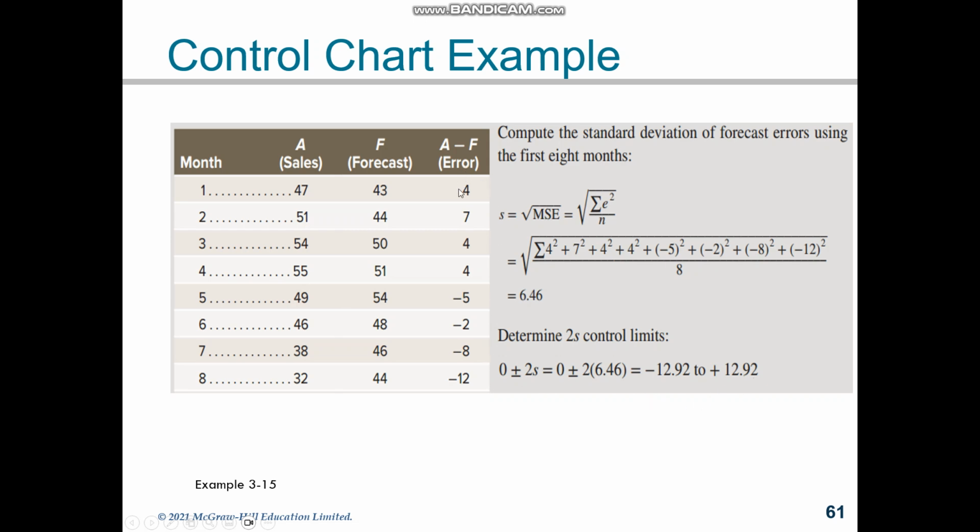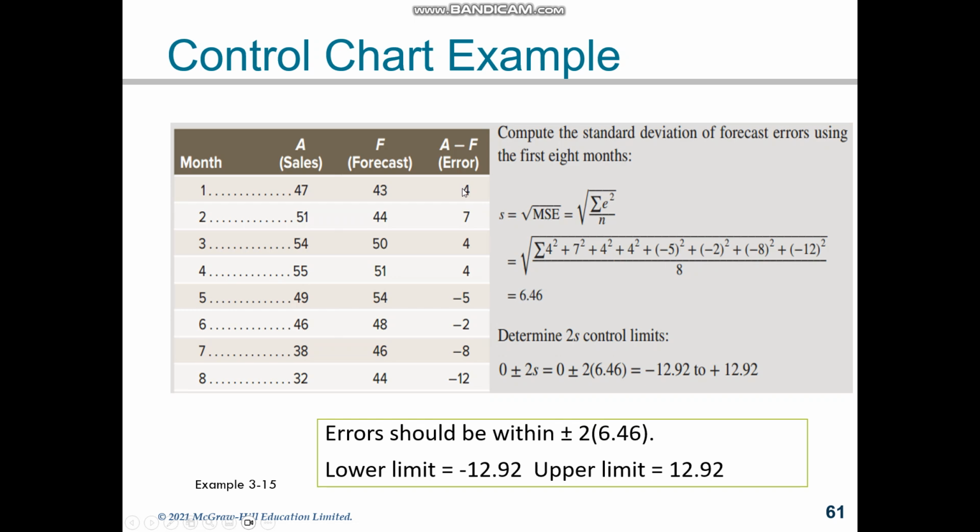So here we have the errors for the process. And as you can see here, all of the errors lay between these two control limits, and it seems to be in control.